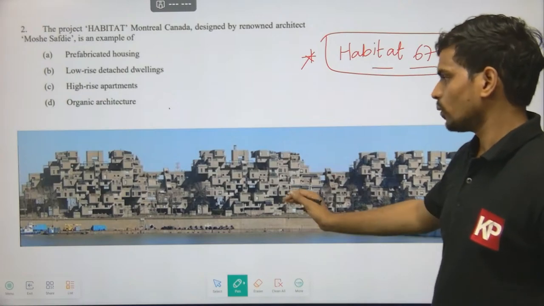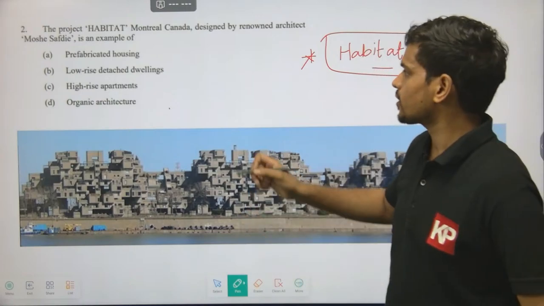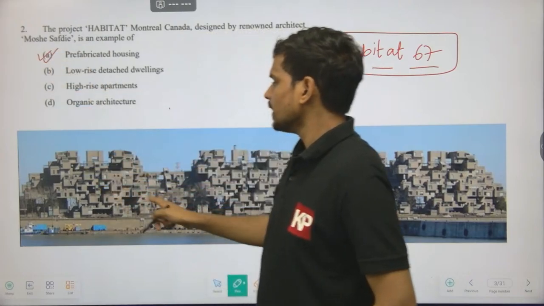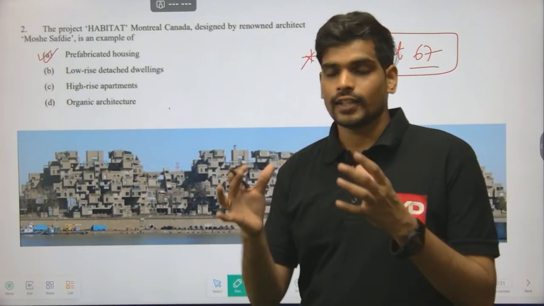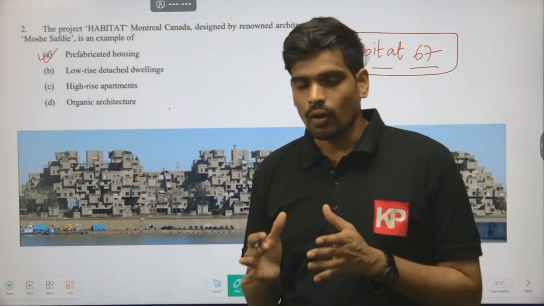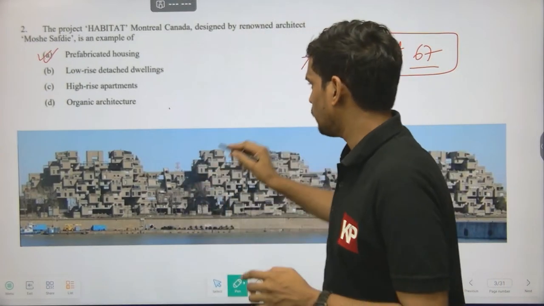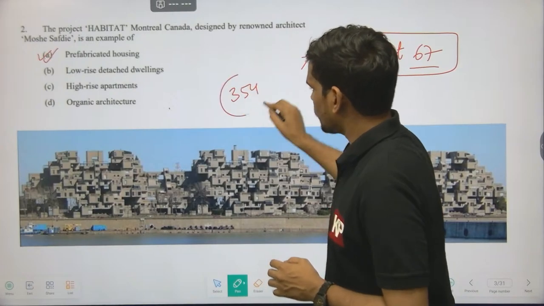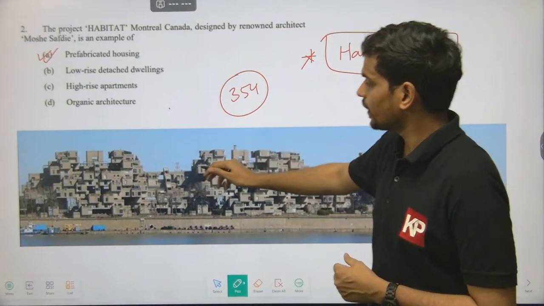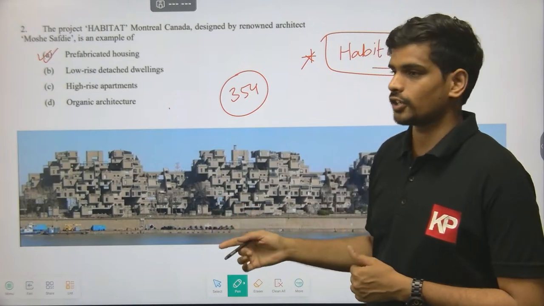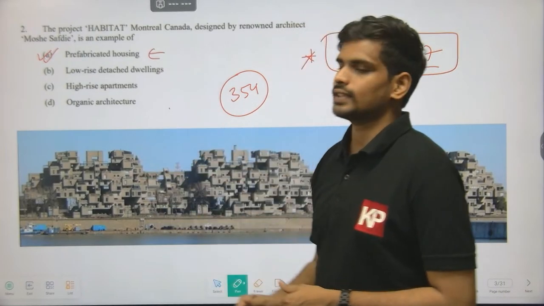The most appropriate would be that it is a prefabricated structure, prefabricated housing, because this particular structure was constructed using precast concrete blocks of standard dimensions. Around 354 precast concrete units were attached to build this structure. So prefabricated housing is the correct answer.